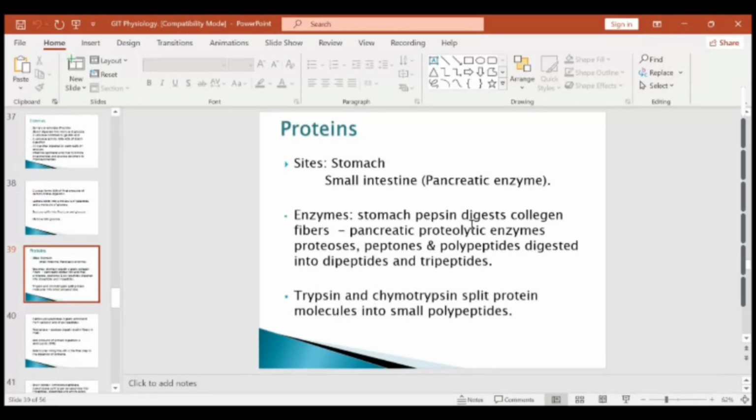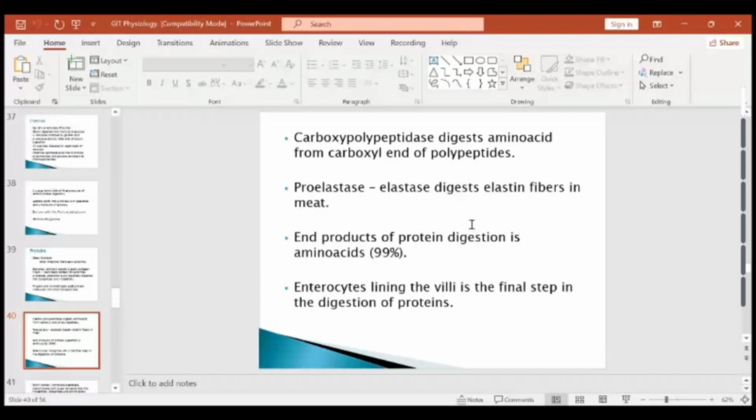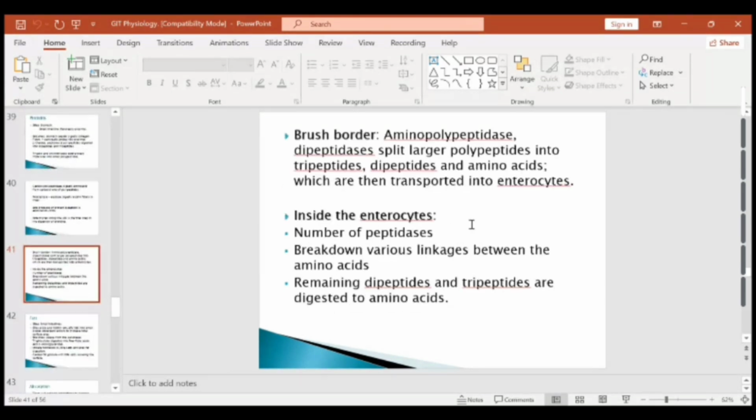Proteins, so that digestion starts in the stomach, where pepsin will act on it and break down the collagen fibers. And from there, other enzymes from the pancreas will act upon it. We have the proteolysis, we have the peptones, polypeptidase. So the aim is to break down the protein into the final building products, which are amino acids. And this is what can be absorbed from the small intestine. And we have what we call the enterocytes that line the small intestine. Even inside the enterocytes, digestion of protein will still continue until we end up with amino acids.